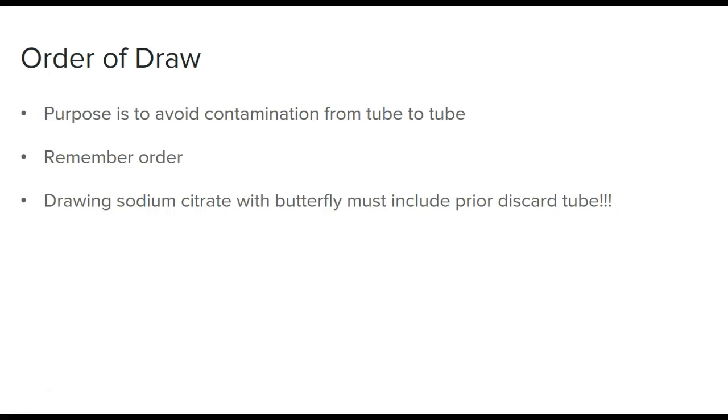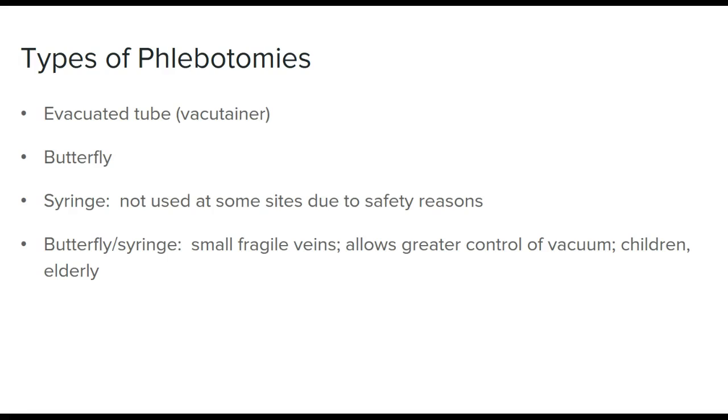Well, if you're collecting a blue top tube with a butterfly, the vacuum will suck the air out of the tubing of the butterfly, and it won't allow you to fill the tube all the way full. So if you're collecting a blue top with a butterfly, you've got to use a discard tube. So what you do is just get a red or some other color tube and put a little bit of blood in it, and you're going to throw that away before the blue top.